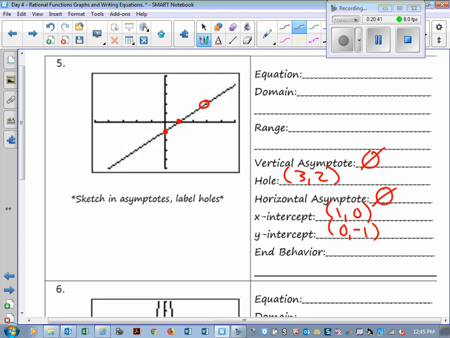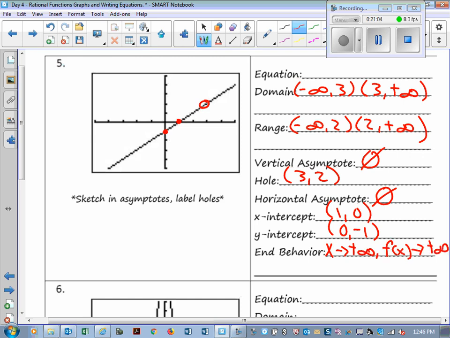Okay, so your domain we've got negative infinity to 3, 3 to positive infinity. The range is going to be negative infinity to 2, 2 to positive infinity, right? As x approaches positive infinity, what does f of x approach? Positive infinity. And as x approaches negative infinity, f of x approaches negative infinity.